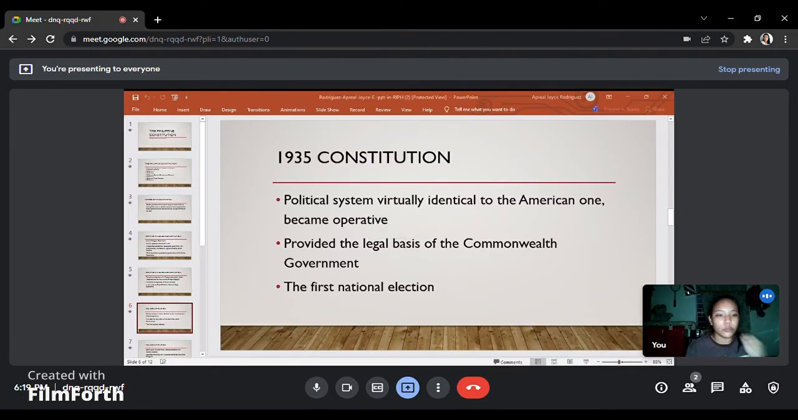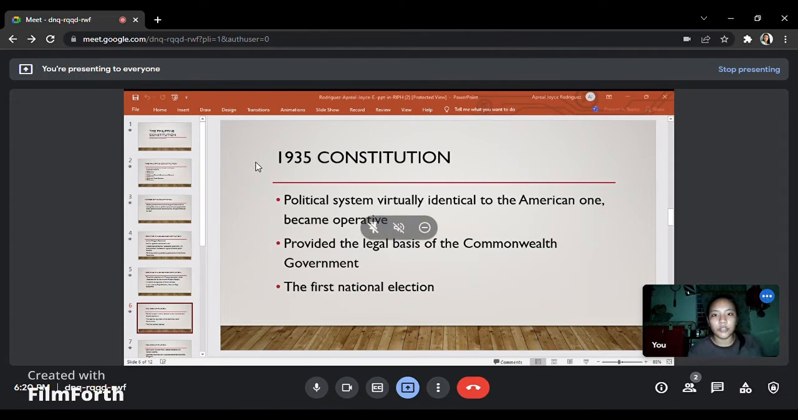1935 Constitution. A political system virtually identical to the American one became operative. The system called for a president to be elected for a term of four years.